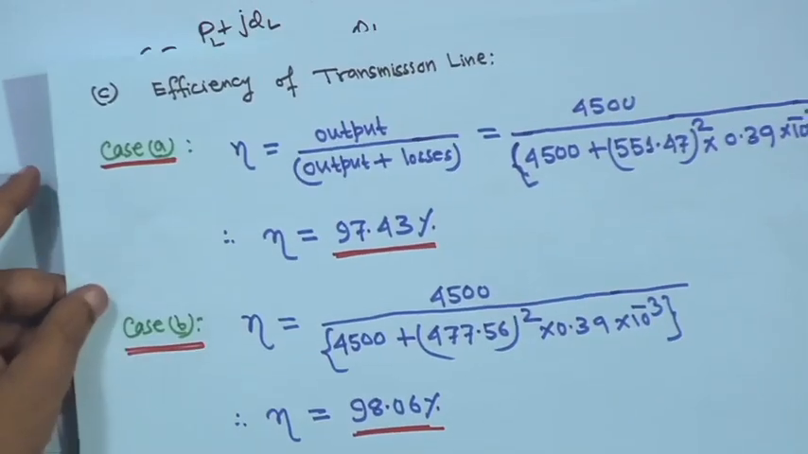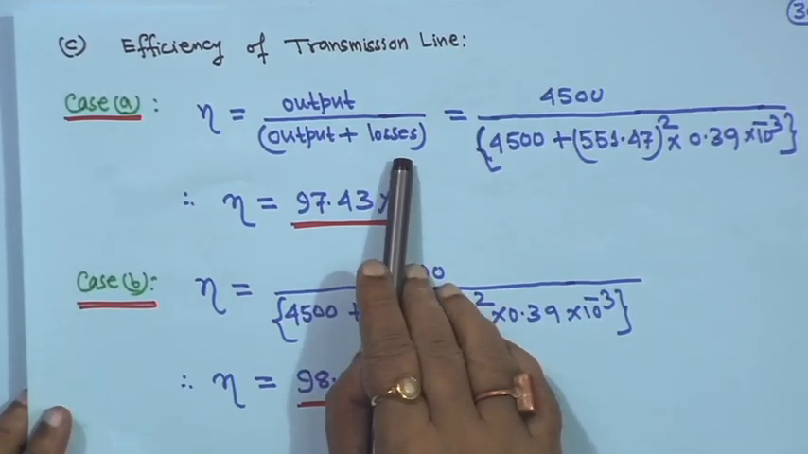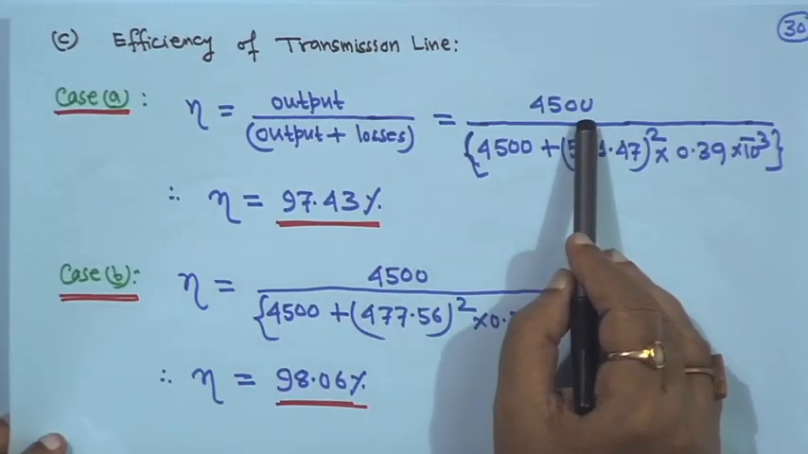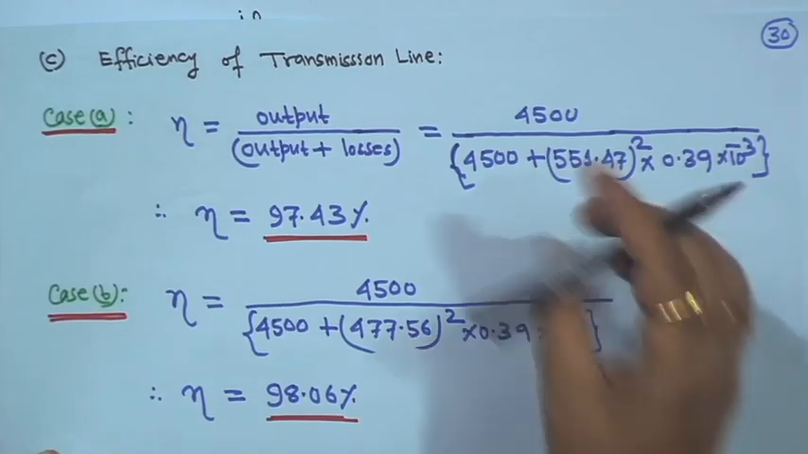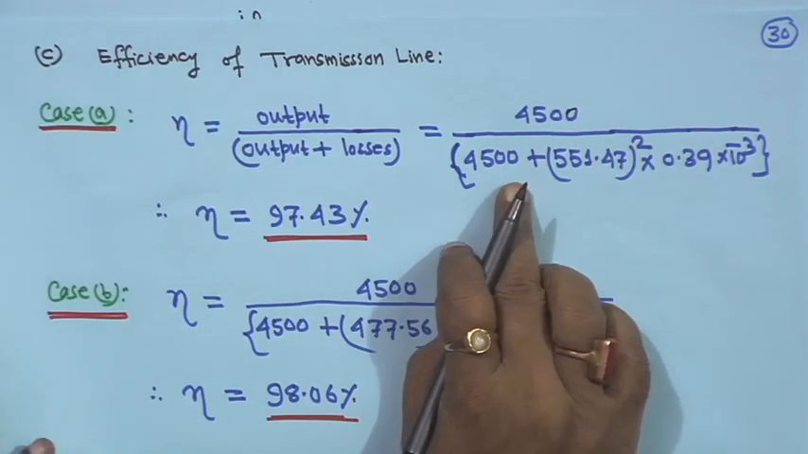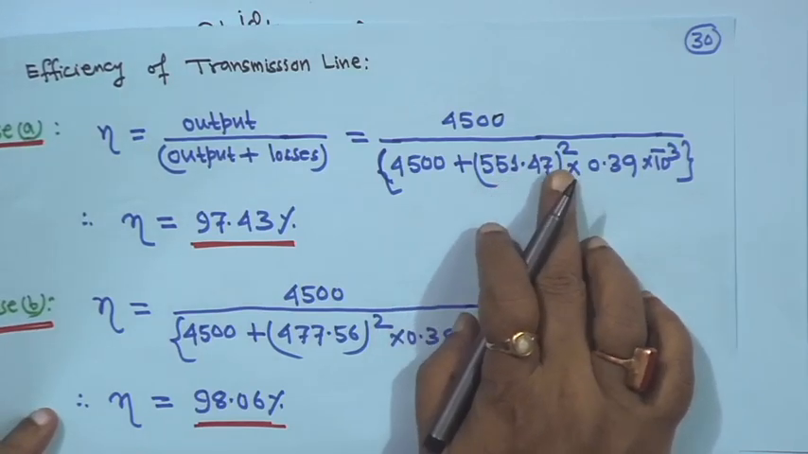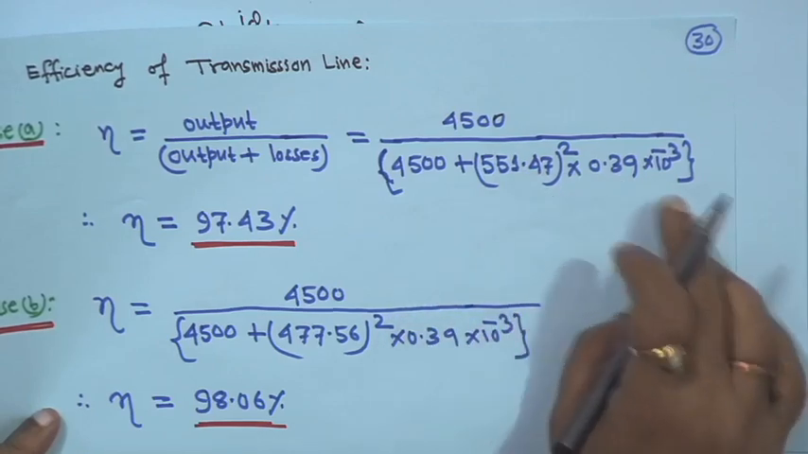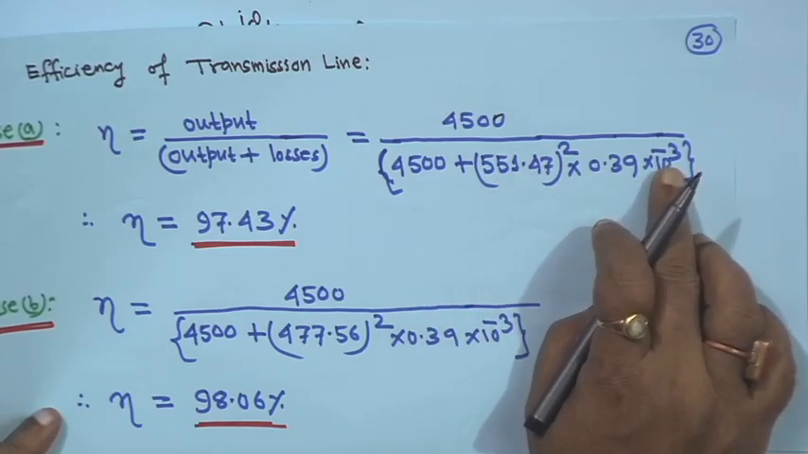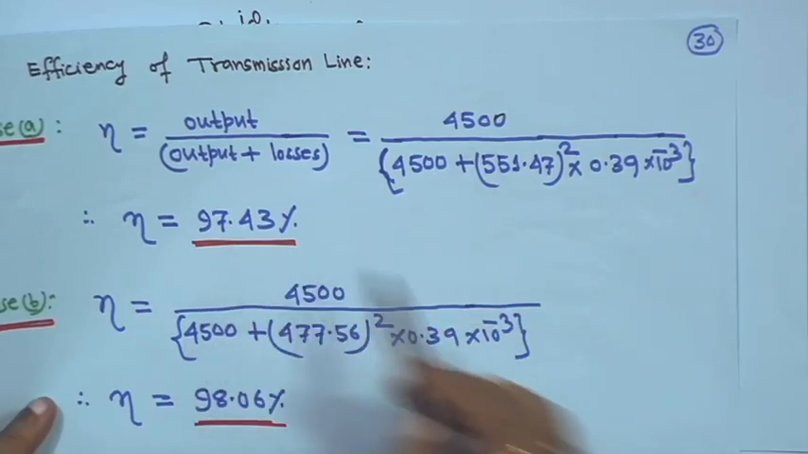Now, efficiency in case A of the transmission line is output divided by output plus losses. Output is 4500 kilowatt, we are keeping it in kilowatt only. So 4500, then I square R, first case 551.47 square into 0.39, divided by 1000, that is why into 10 to the power minus 3. So this term is also kilowatt.